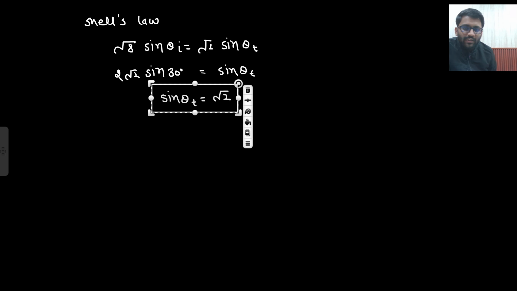So from here, what do you understand? There is no practical theta t possible like that, right? Because sin theta t can be from -1 to 1 only. But this is coming out to be under root 2. So no practical theta t is possible like this. This is what we are getting from here.